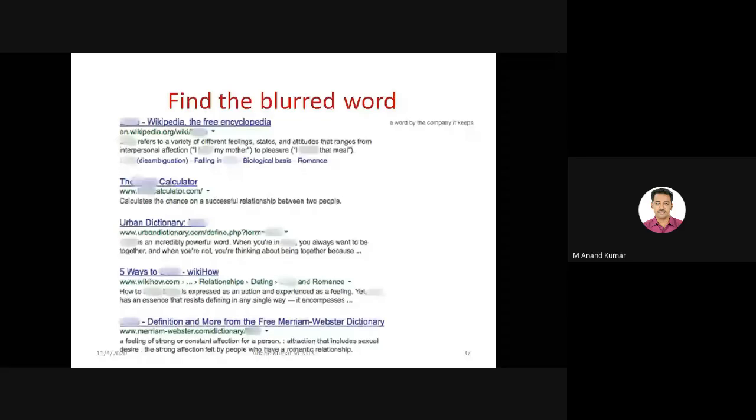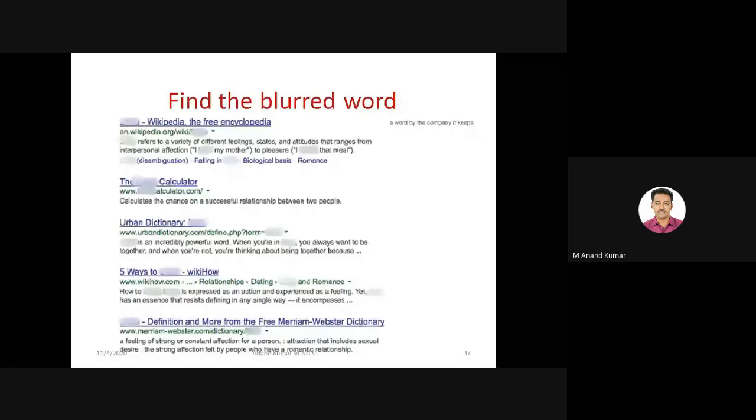Before that, I'm asking you a quick question. Here, I blurred some word. You can see that some word is not visible here. Why don't you find out the word and put it in the chat box? I hope you understand my question. I blurred some word purposefully, so try to find the word and put it in the chat box.